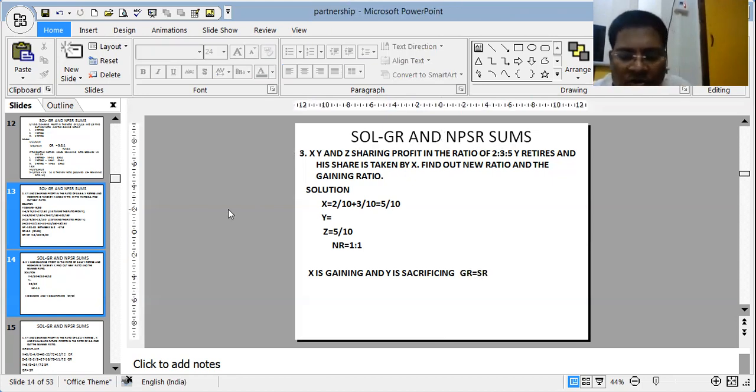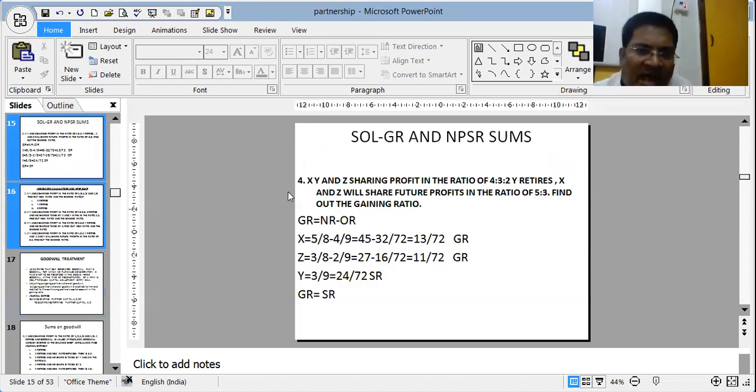Now we will do one more sum, students. X, Y and Z sharing profits in the ratio 4:3:2. Y retires. X and Z will share future profits in the ratio 5:3. So in this sum, old ratio and new ratio both are given. You need to find out the gaining ratio. Remember the formula, gaining ratio is new ratio minus old ratio. New ratio is 5 by 8 and 3 by 8. Between whom? Between X and Z. So X is getting 5 by 8, Z is getting 3 by 8.